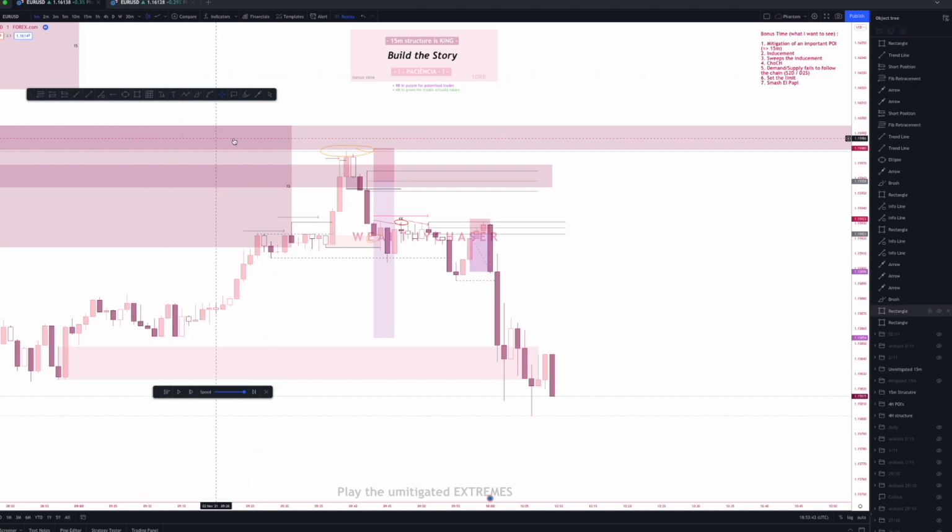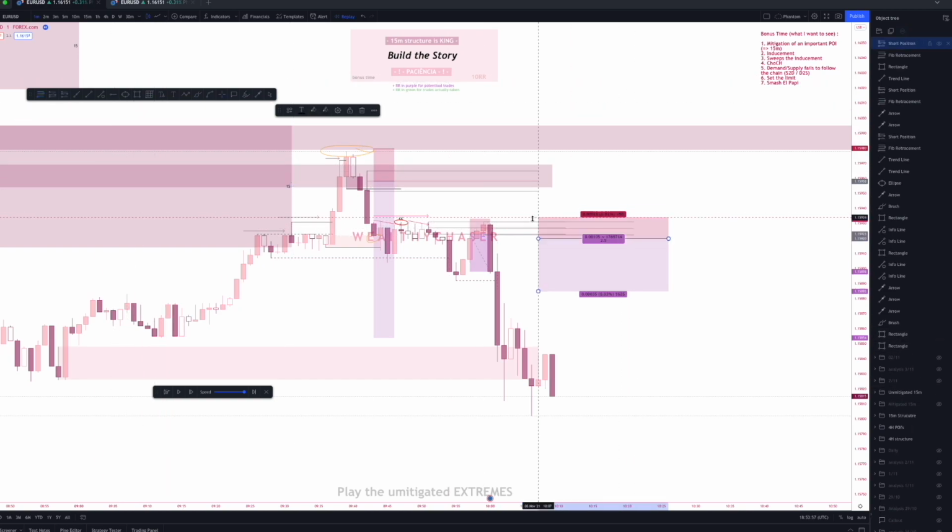So what did I do? On this tiny candle, I placed another entry. Again, why would I put my stop loss higher?